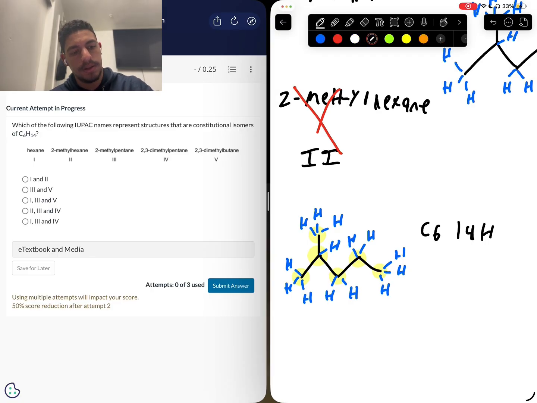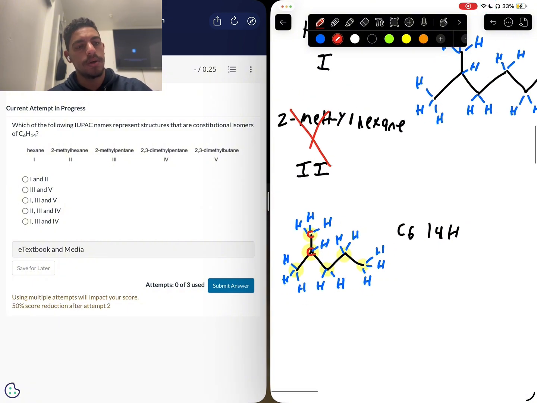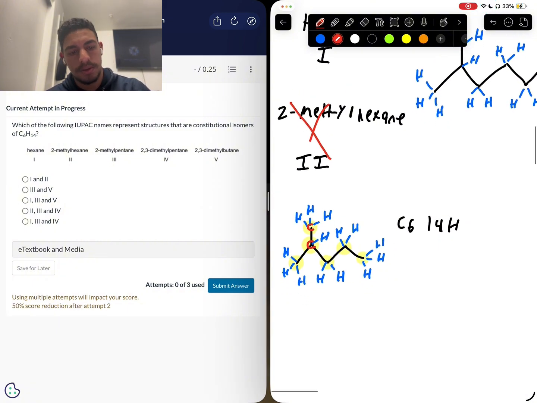Because this is a carbon, let's draw it in a different color. There's a carbon here. Here, I'll do it in red. Carbon here and carbon here. That's where you get your sixth carbon from. So now you have C6H14. So 2-methylpentane.